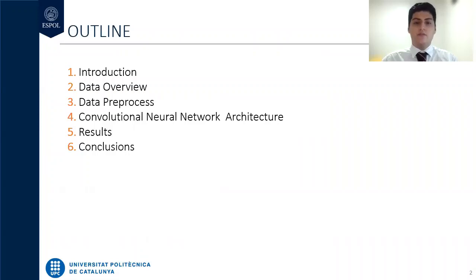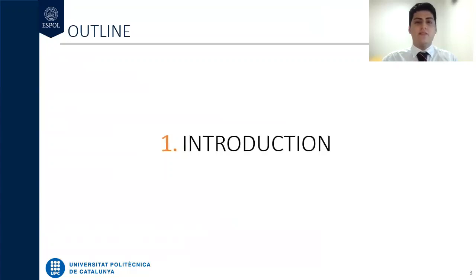This work was developed under the following outline. First, we have the introduction, which presents the background and important definitions; data overview and preprocess, where the flow of the data preprocessing is described; the CNN architecture, where the architecture and the hyperparameters of the neural network are defined; Section 5, where I present the results; and Section 6, the conclusions. Let's see Section 1, introduction.